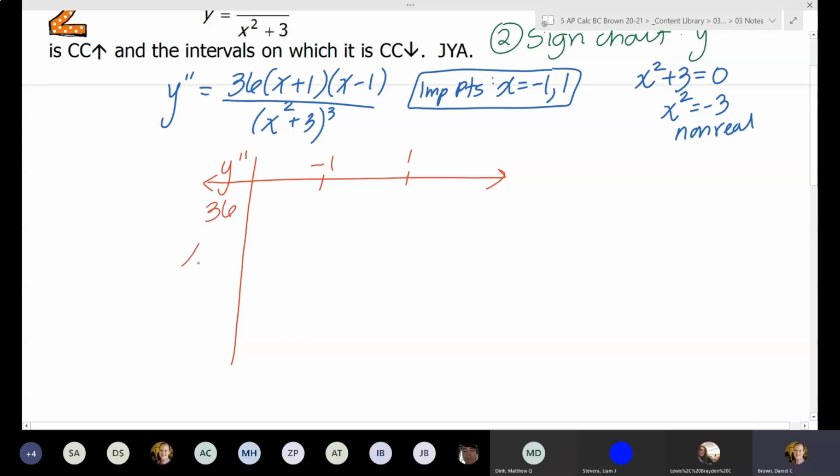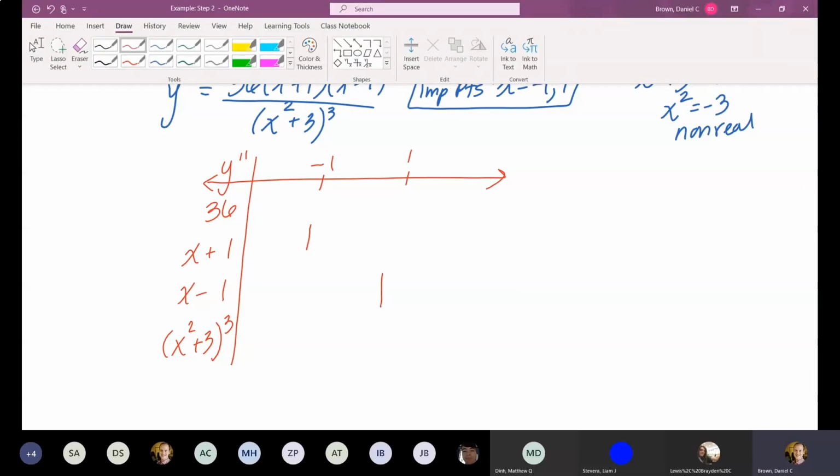Some people do choose to leave off the 36 because it's already always positive. Again, I like putting it there just so I can clearly see everything that makes up my second derivative. And then if you put little vertical bars underneath the key values and the factor they're associated with, because we know it only can change signs on either side of that vertical bar. And then I just want to start filling it in whether it's positive or negative.